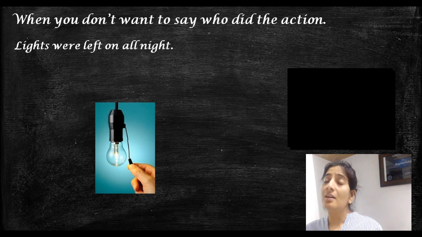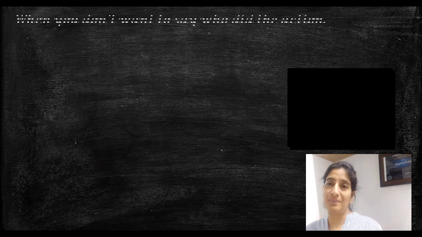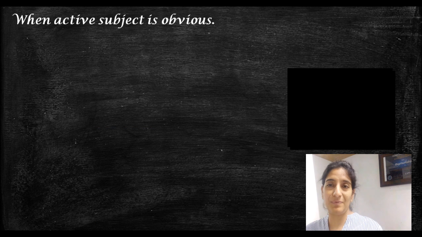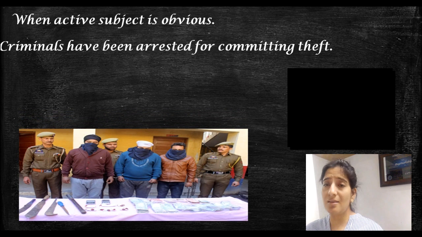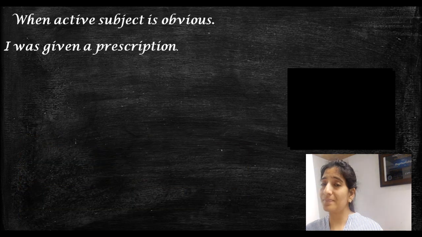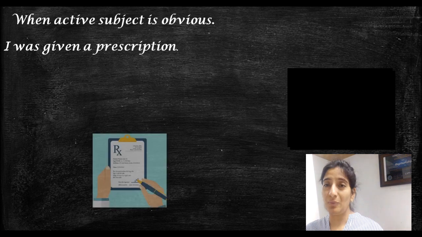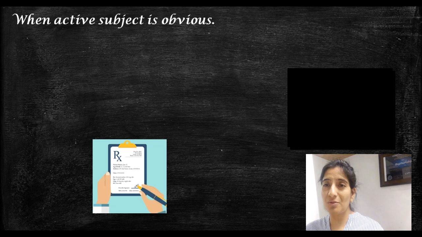Now the other situation where we use passive is when the active subject is obvious. So criminals have been arrested for committing theft. Here we know that the police arrest criminals, so we don't want to add police. Let's take one more example. I was given a prescription, and we all know that only doctors give prescriptions. So I don't want to add by the doctor.